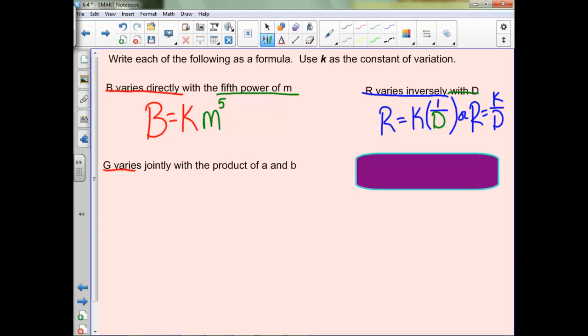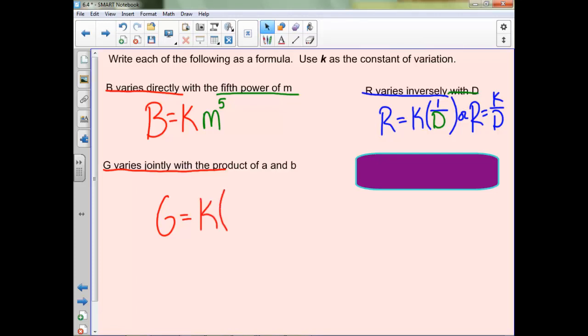Alright, G varies jointly, so that's still directly, so we'll have K times something. The product of A and B, product is multiplication, so A times B.